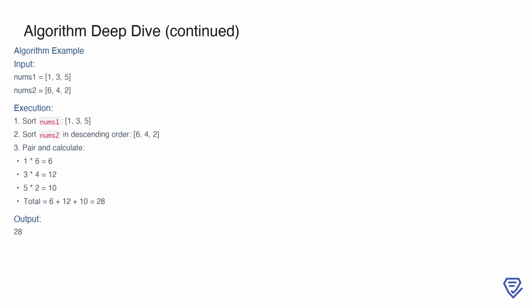1 times 6 equals 6, 3 times 4 equals 12, and 5 times 2 equals 10. Adding these values together gives a total of 6 plus 12 plus 10 equals 28. Thus, the output of the algorithm is 28, which represents the minimum product sum for these input arrays. This example illustrates how the sorting and pairing process achieves the desired result efficiently and correctly.